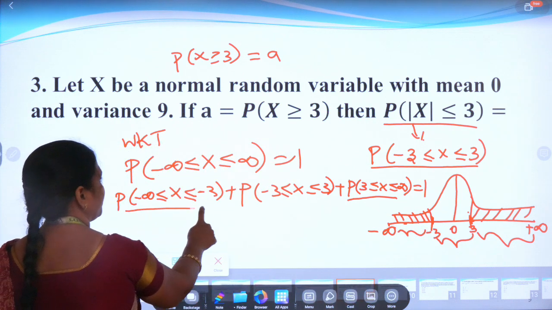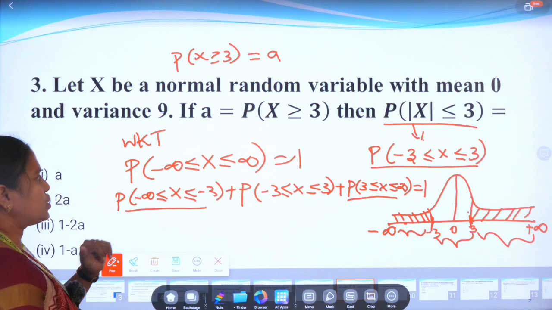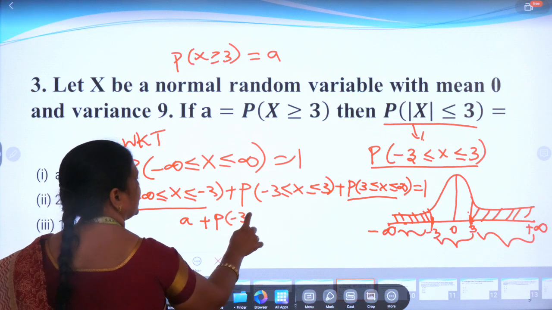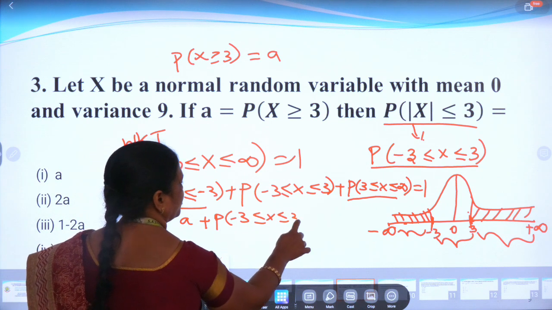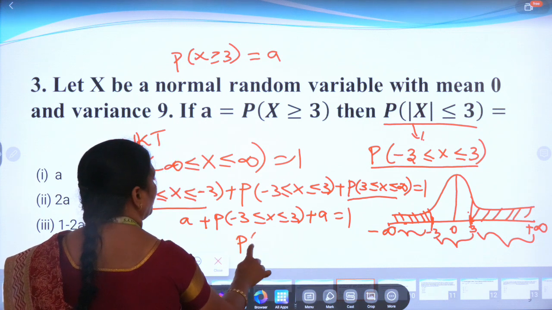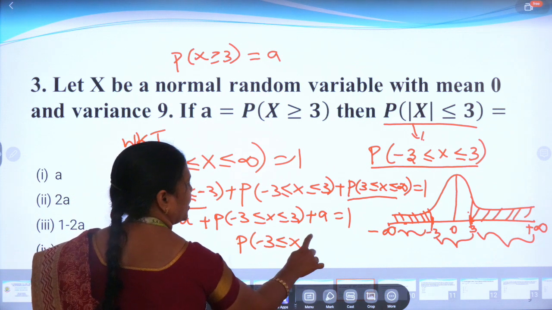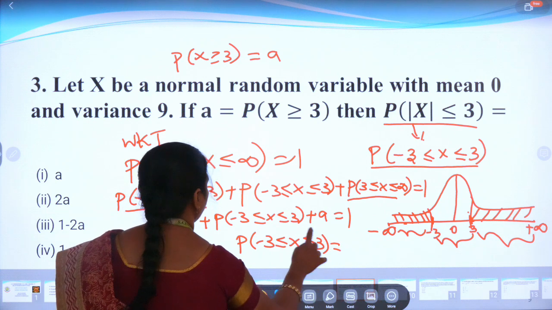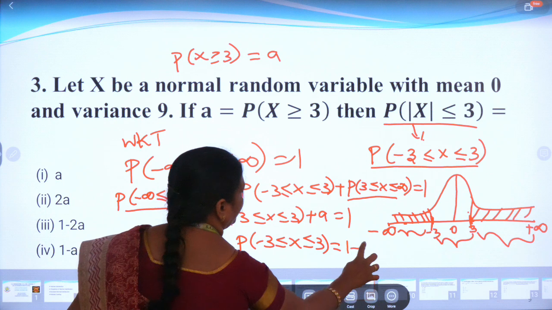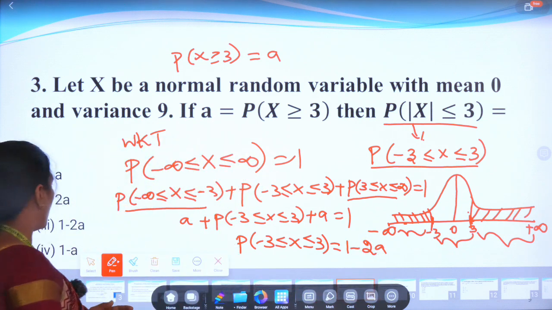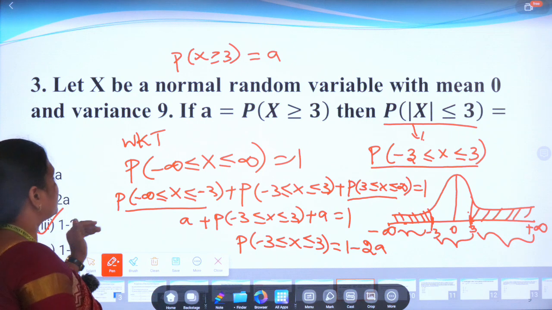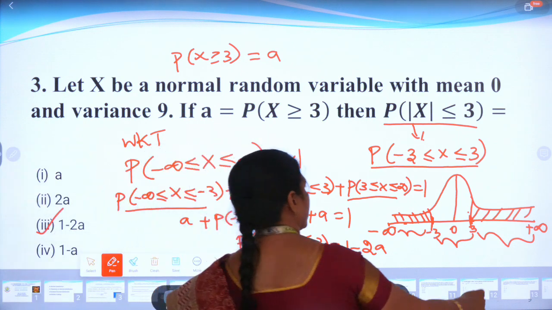The value from minus infinity to minus 3 is also a. So we can write it as a plus probability of minus 3 less than or equal to x less than or equal to 3, plus this is given as a, which is equal to 1. So the value of probability of minus 3 less than or equal to x less than or equal to 3 is equal to 1 minus a plus a, that is 1 minus 2a. So the option for this problem is the third option, option 3. Next we are going to see the next problem.